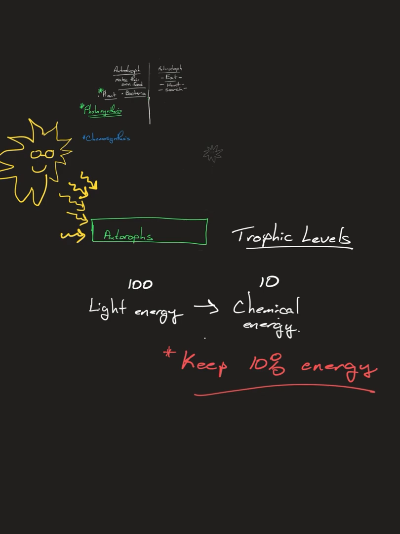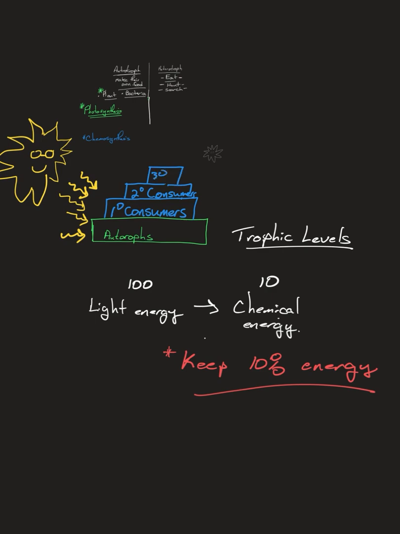What are trophic levels? A trophic level is the energy level where you find life, where life is found. So autotrophs are the base of the pyramid. The next one is called primary consumers. Do you remember those? And then secondary consumers. And then, obviously, tertiary consumers. I'm not going to write it out.